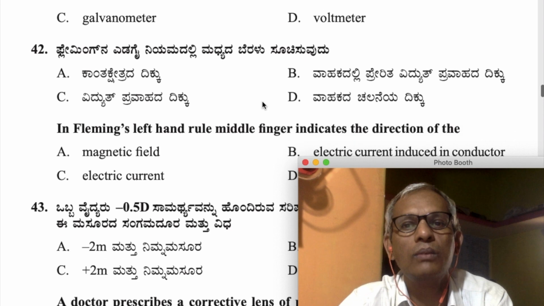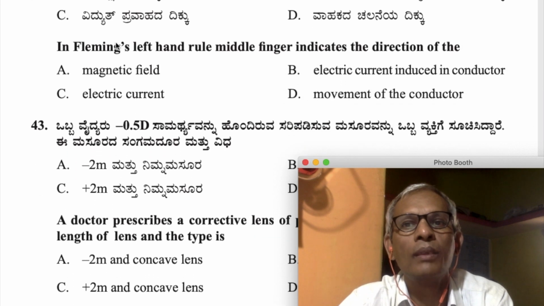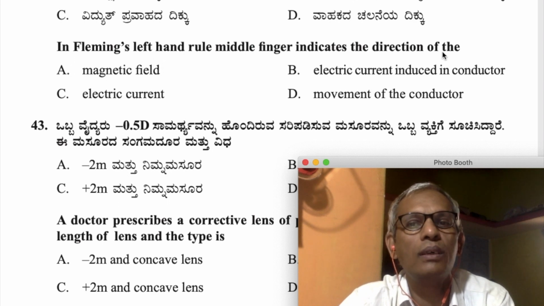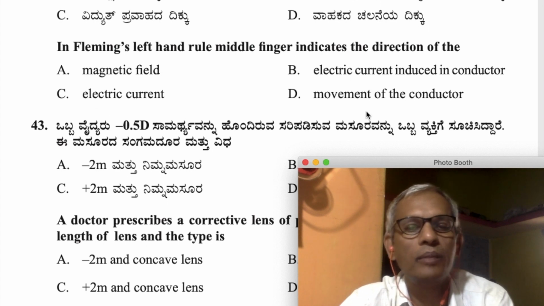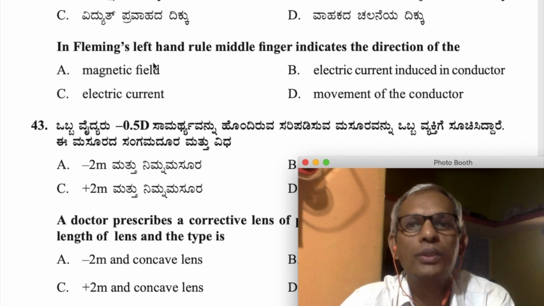Okay, next we will go to the next question. Question number 42. In Fleming's left hand rule, the middle finger indicates the direction of. 4 options are given: A magnetic field, B electric current induced in conductor, C electric current, D movement of conductor. So here what is the question? In Fleming's left hand rule, the middle finger indicates the direction of.